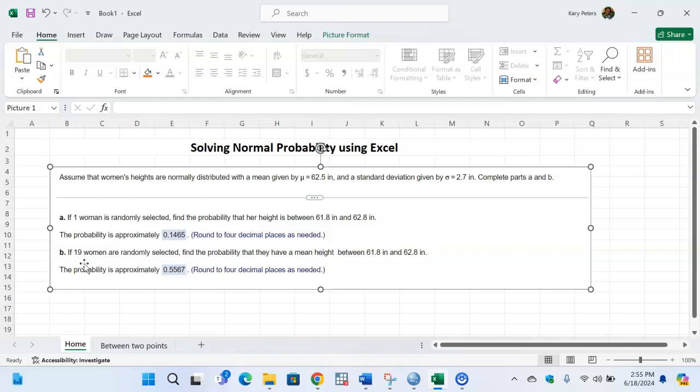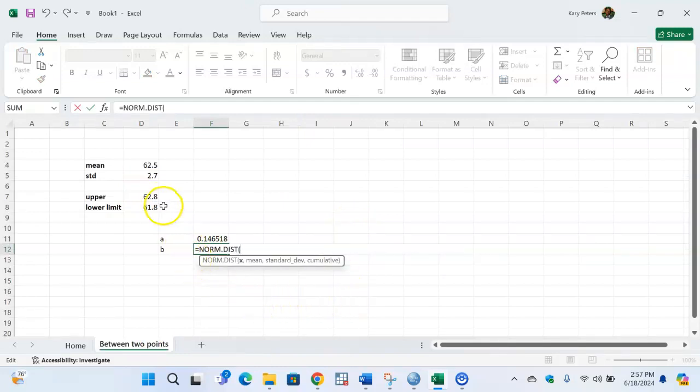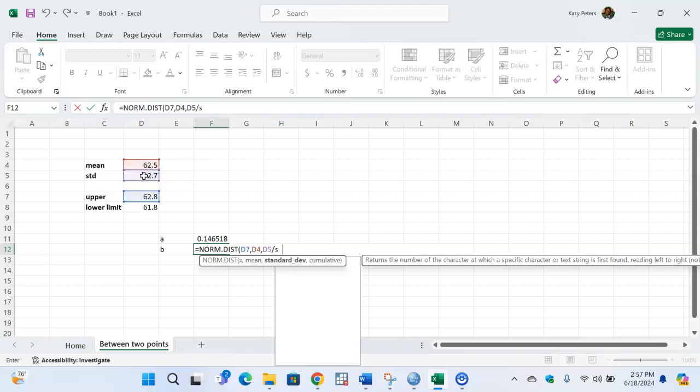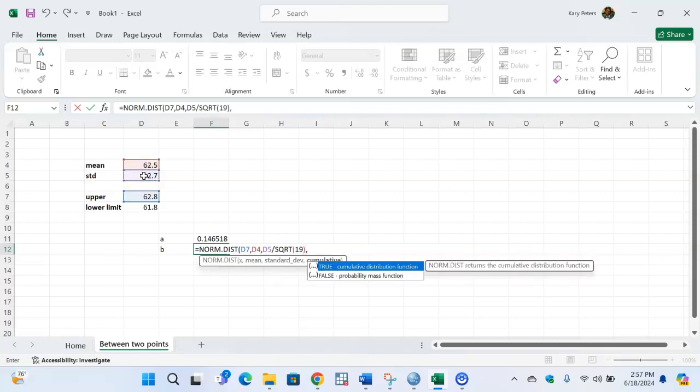So there's no error. There's no way there's error there. But if you introduce the sample, I mean the sample size, then now we're talking about a portion of the population that was actually used to find the probability. So in this case here, normal distribution, mean, standard deviation. So standard deviation this time around should be 2.7 divided by square root of what? Of 19. The sample size here, cumulative, of course, cumulative, yeah.